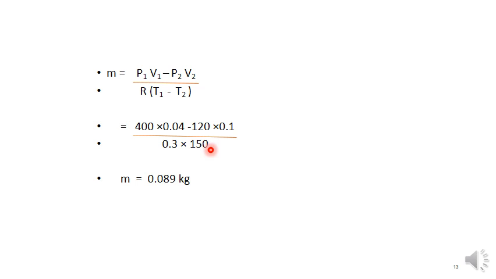So we want only the M value. So I'm writing M is equal to (P1 V1 minus P2 V2) by R into (T1 minus T2). Substituting all the values given in the problem into the formula, we get M is equal to 0.089 kg.